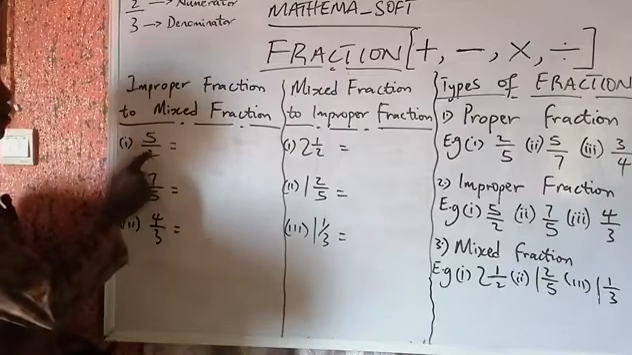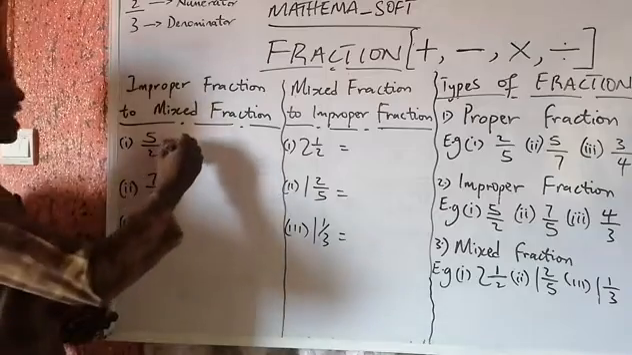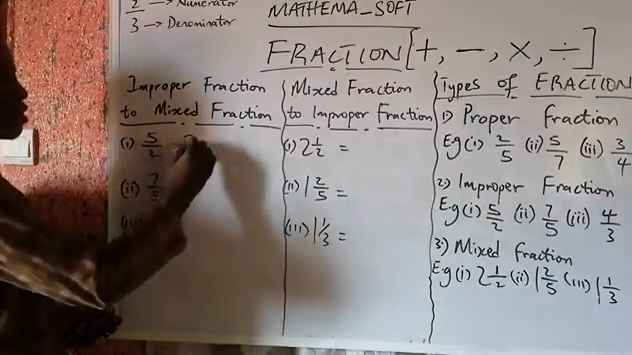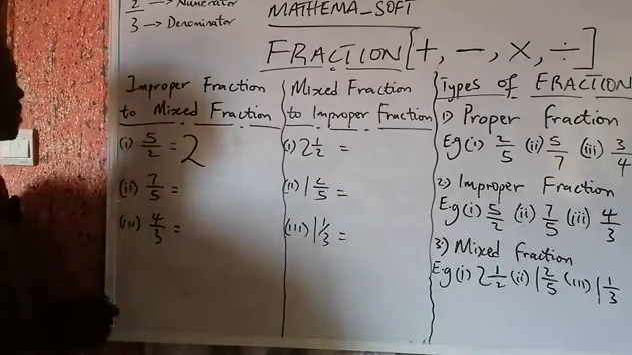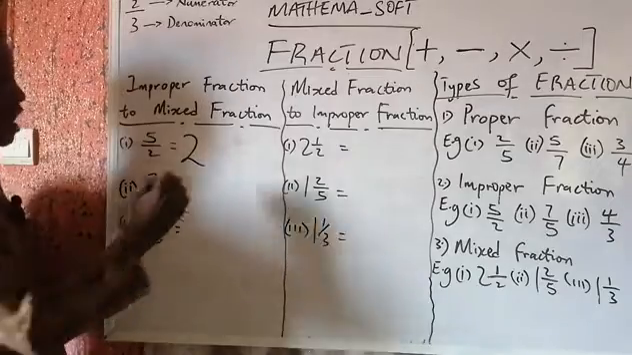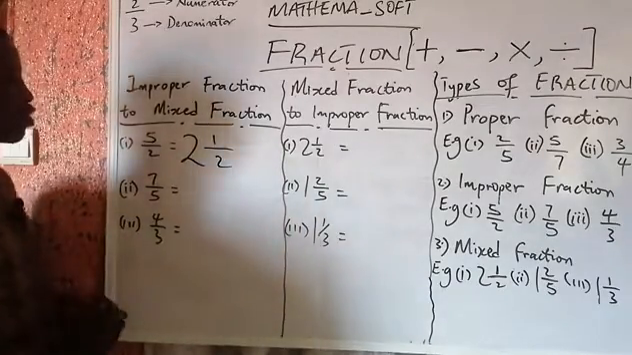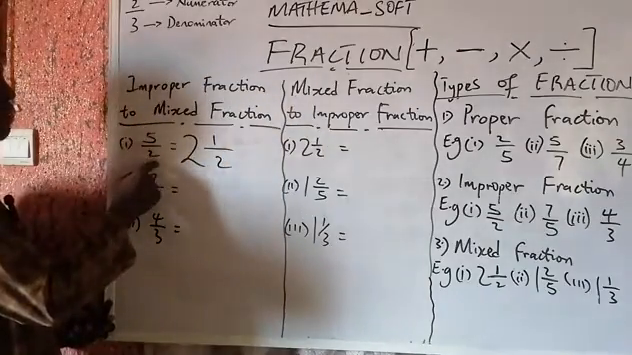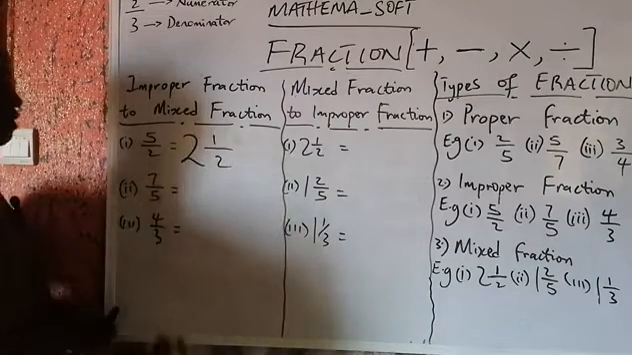Then I have to look for how many times I will get 2 in 5. I will get 2 twice. That's 2 whole number. You write it so big. 2 whole number. What is the remainder? The remainder will be 1. So I will put that remainder over my denominator, which is 2. So if I am to change 5 over 2, which is an improper fraction, to mixed fraction, I will get 2 whole number, 1 over 2.